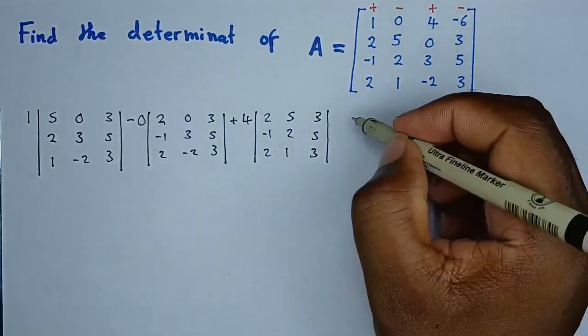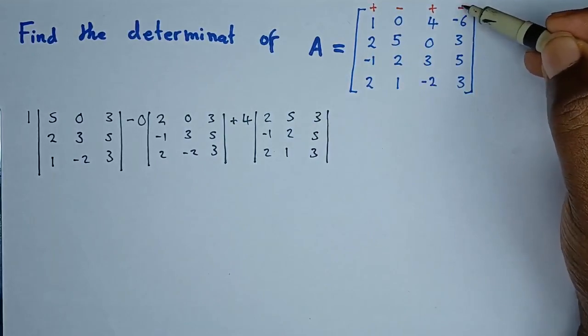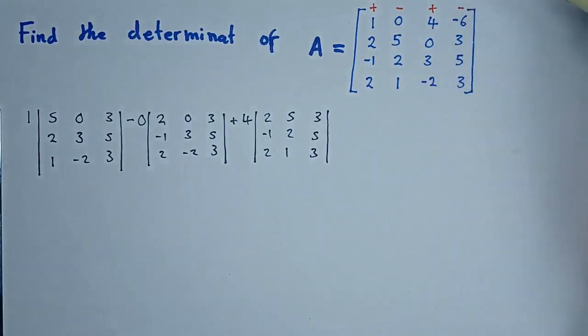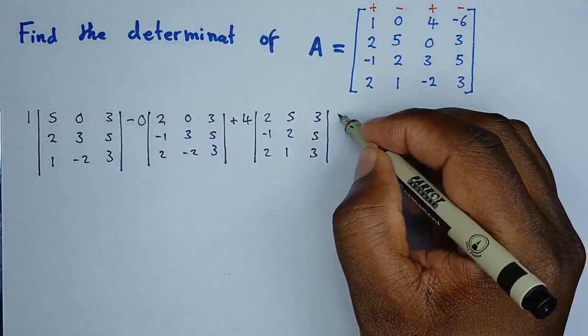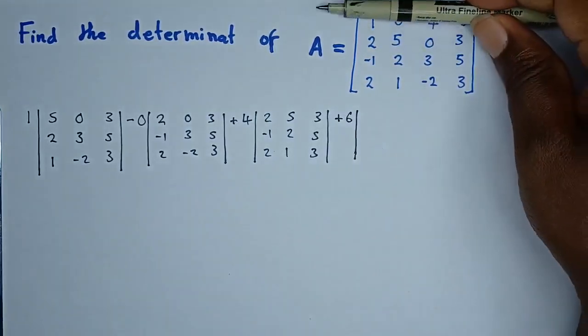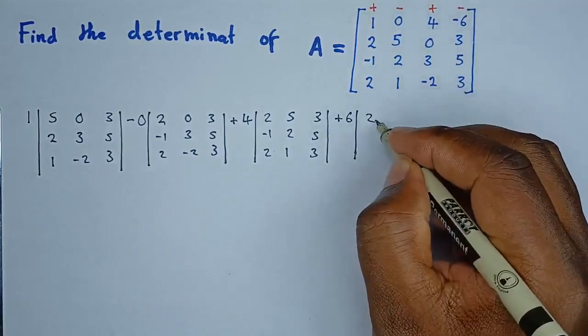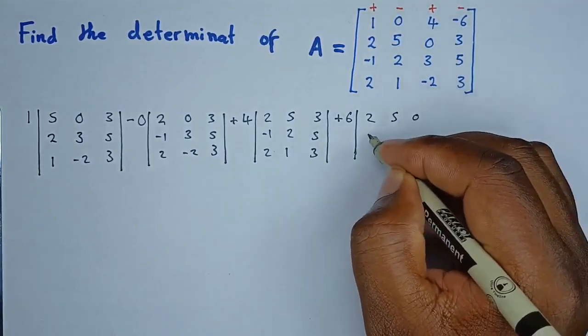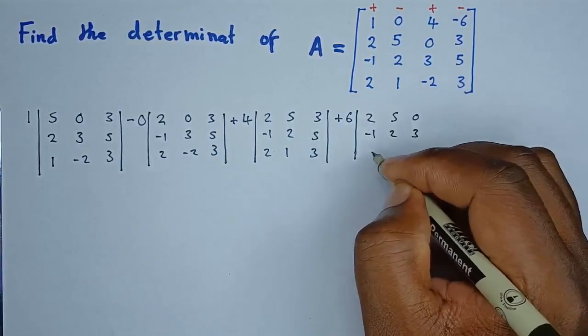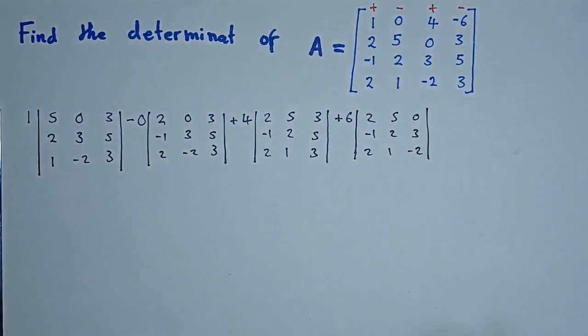Okay, then lastly we have -6. Now -6 will multiply with this negative here. Of course, we said the signs are alternating, so it becomes a positive. So everything except this row and this column, what we should have is 2, 5, 0, -1, 2, 3, 2, 1, -2. Okay, so we have formed 4 3 by 3 matrices.